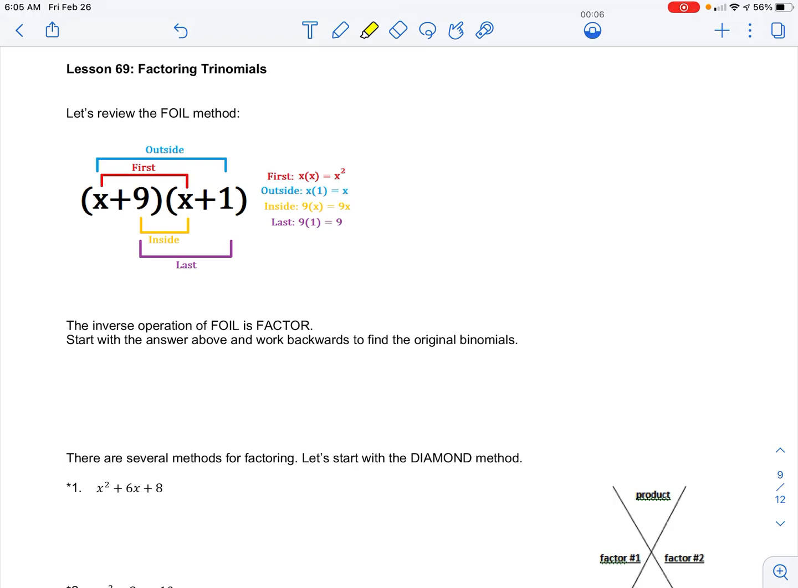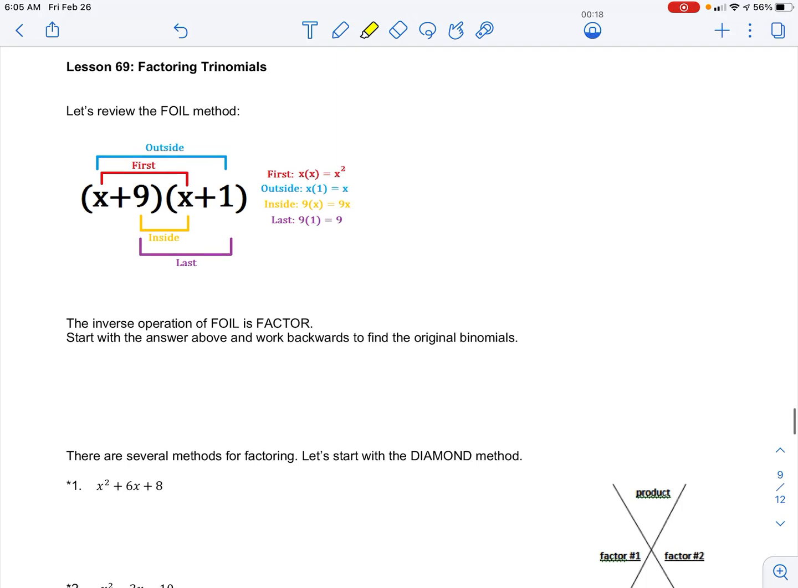Today we're going to look at Lesson 69 together. The title of the lesson is Factoring Trinomials, and that's exactly what we're going to learn how to do today. So first, let's establish what a trinomial is. Let's remember what we call that.